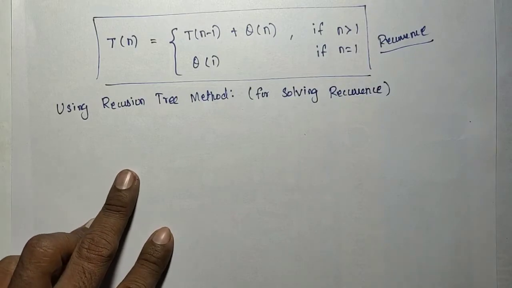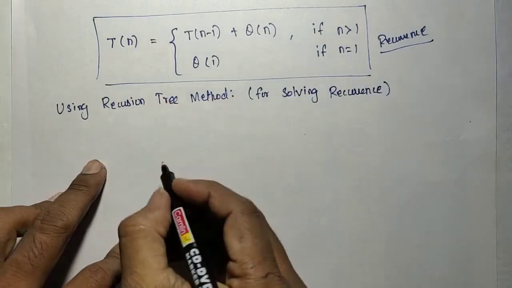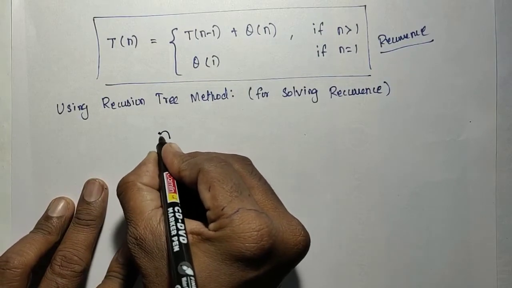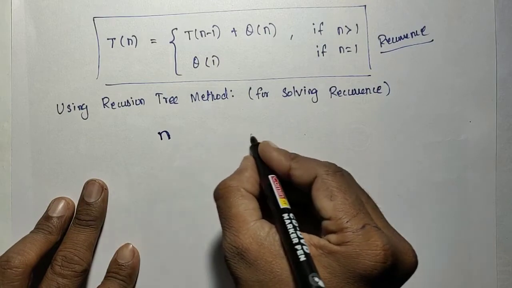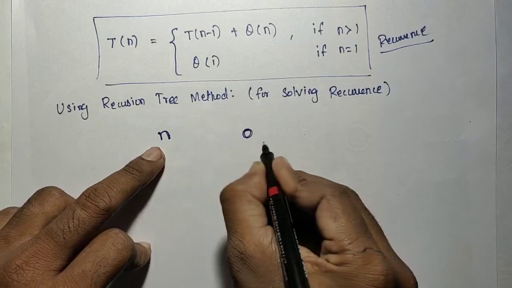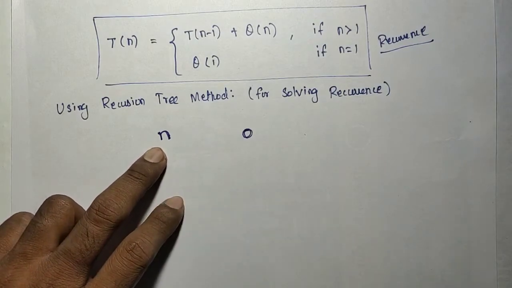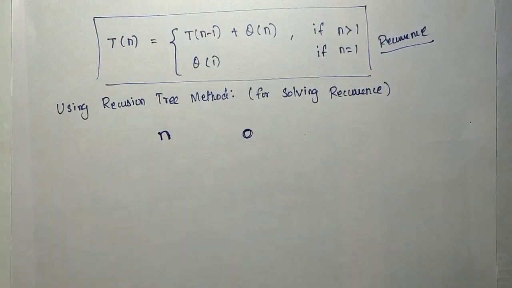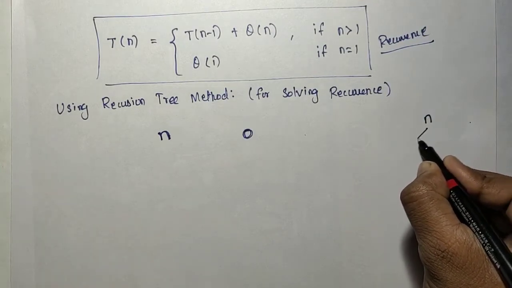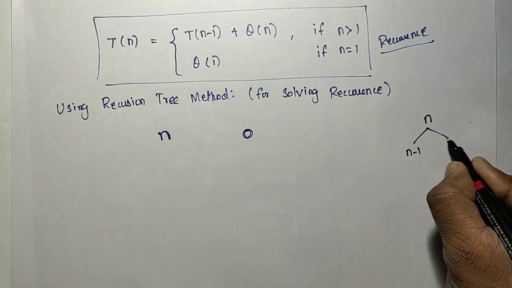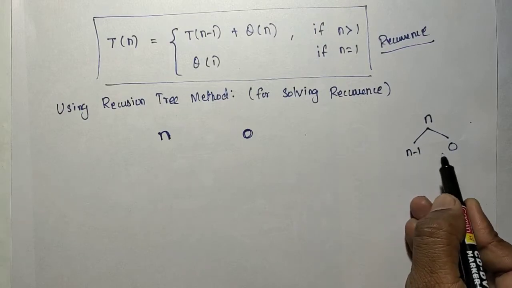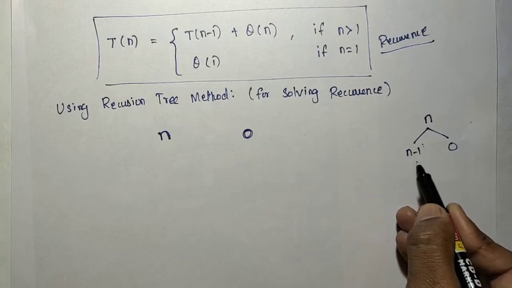Just assume we are going to form a tree. First assume the initial input. The initial input is n, so consider that level number 0. In the next level, how is that input going to be divided? The input is divided into a first subproblem of n-1 and another subproblem of 0. Among these, you consider the maximum subproblem, which is n-1.